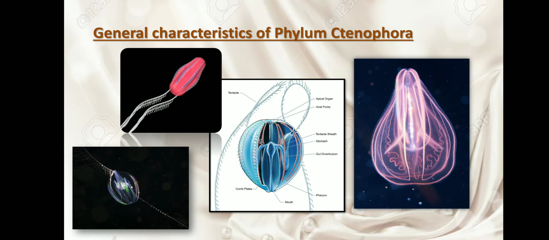Now let's start Ctenophora. These are some pictures of Ctenophora animals. Some examples are Pleurobrachia, Ctenoplana, Hormiphora. These are some examples of the Ctenophora group.